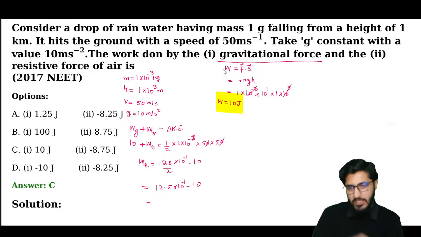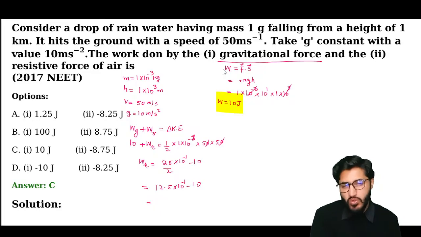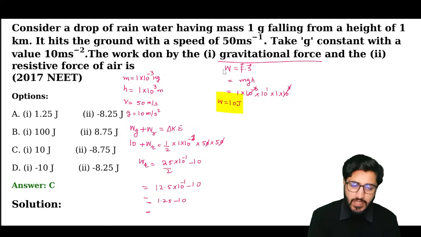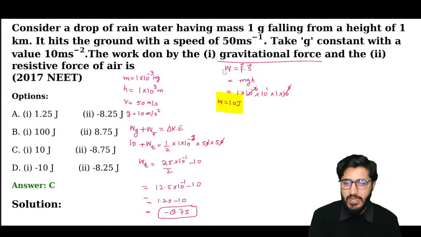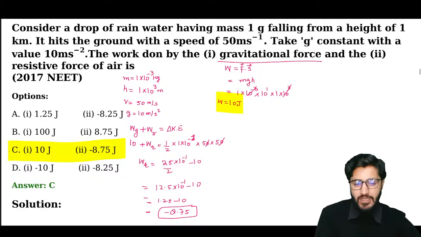So it will be 1.25. 1.25 minus 10. So I guess my answer is minus 8.75. Minus 8.75 J. I think option C. Option C is correct. Okay, now next one.